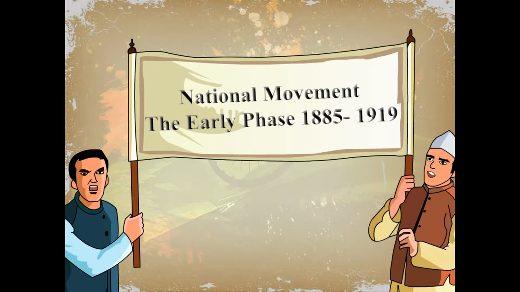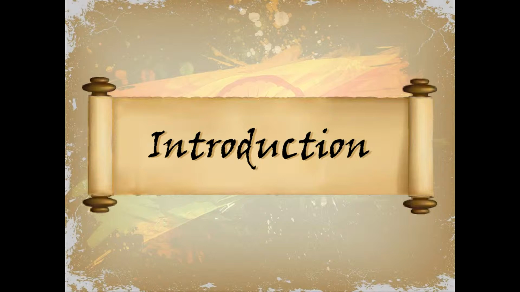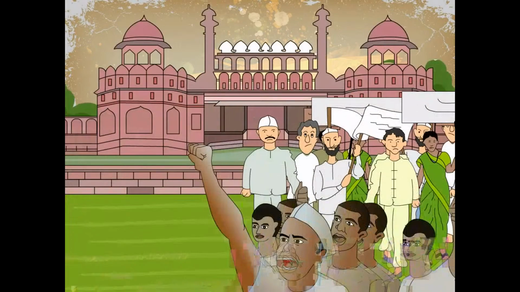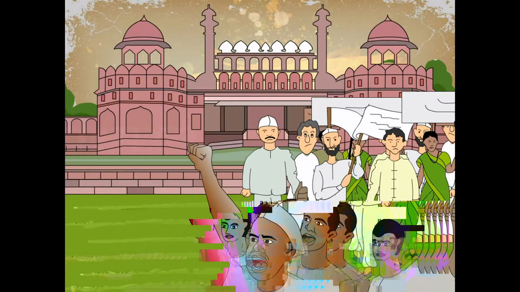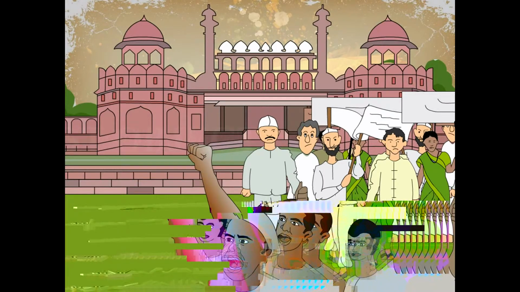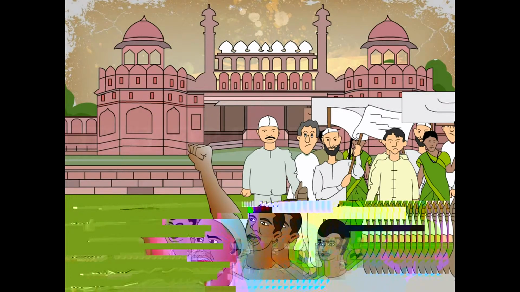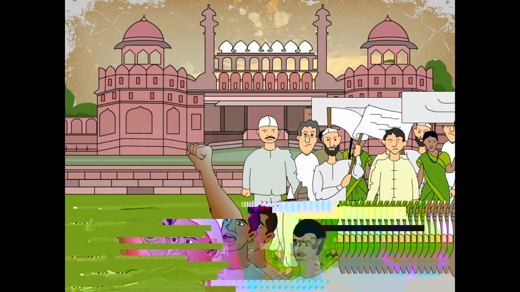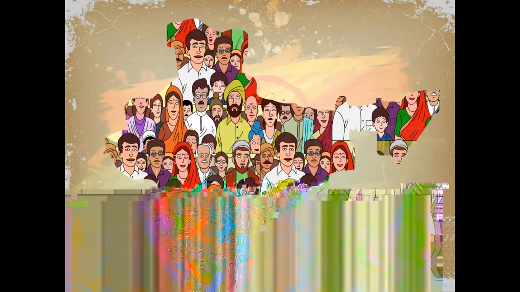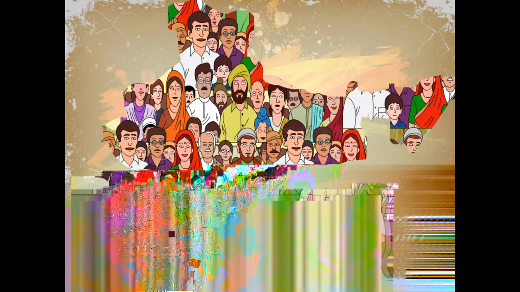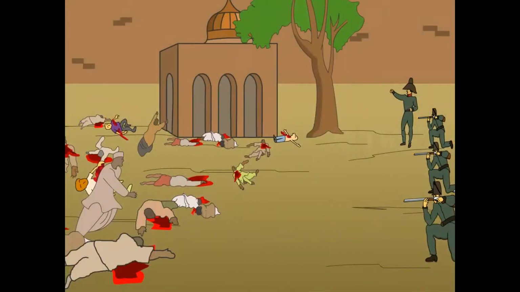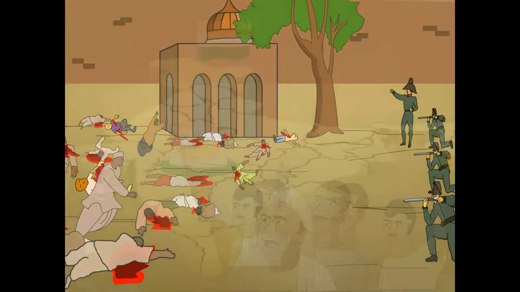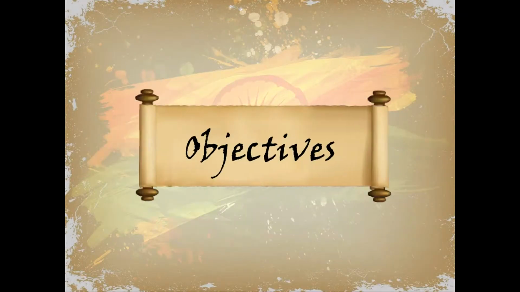National Movement, the Early Phase, 1885 to 1919. Introduction. The national movement in India forms an important epoch in history as it helped to weld diverse people and sections of society into one nation. All sections came together to not only fight against the British rule but also to build a new country.